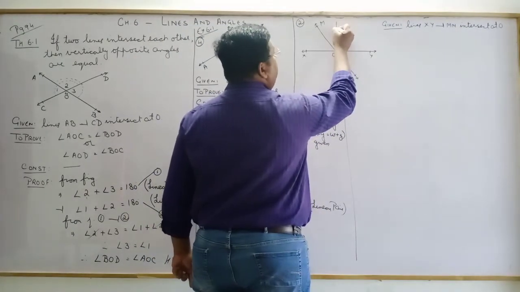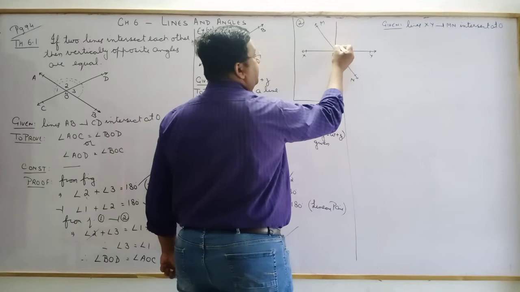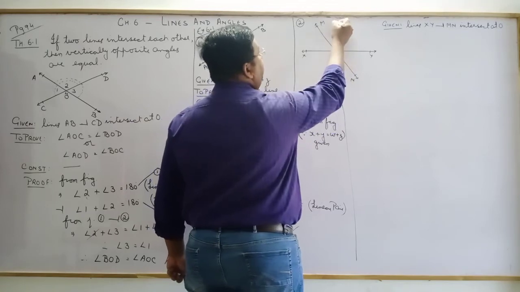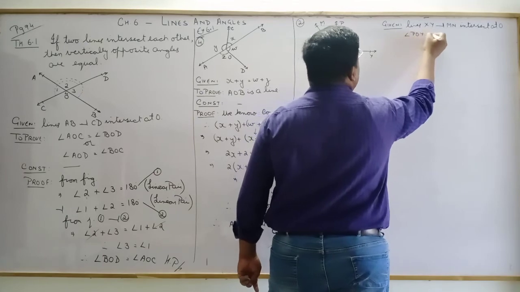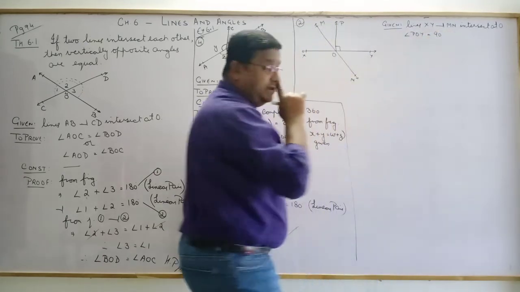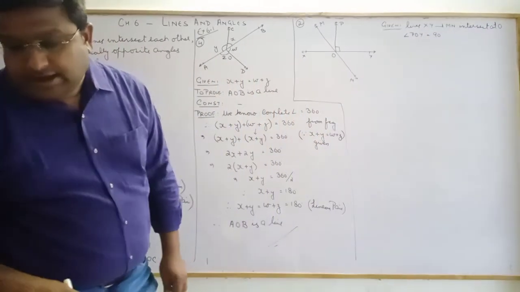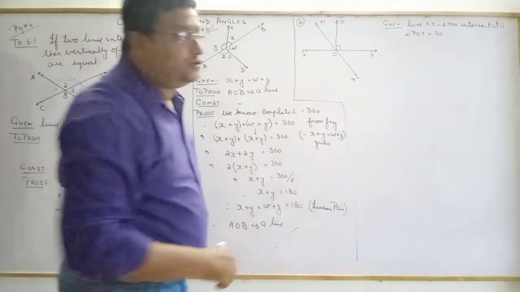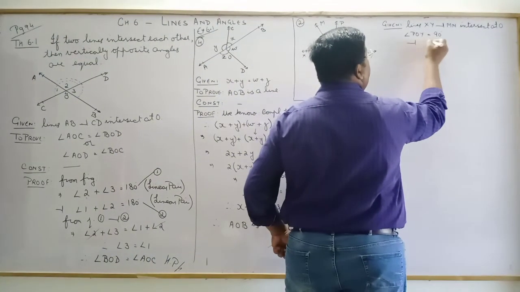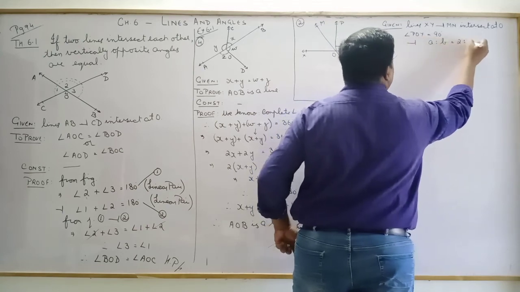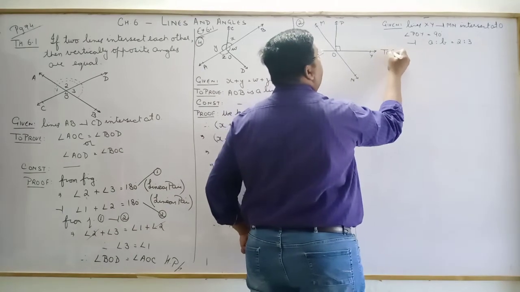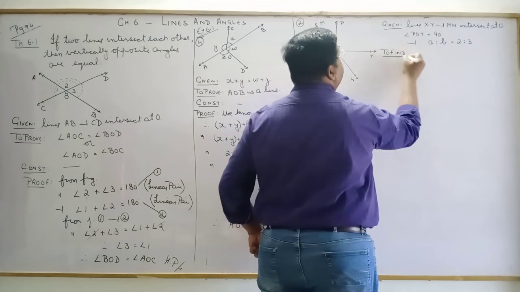Angle POY is equal to 90. This is given to us. And he says A is to B is in the ratio 2 is to 3. What we need to find? We need to find angle C.